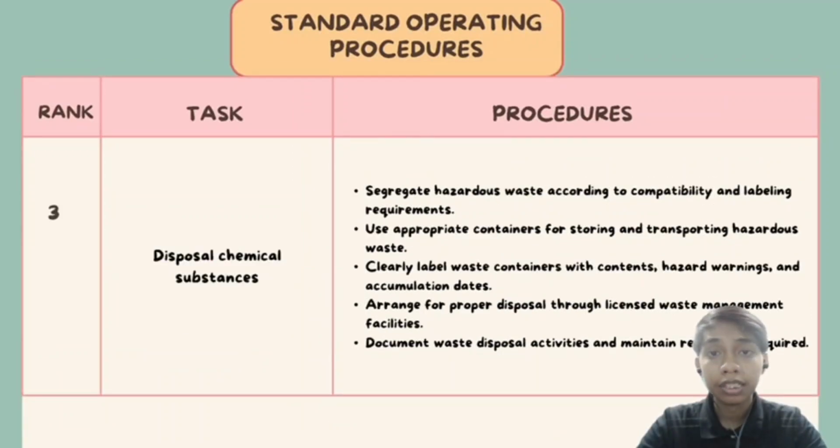The standard operating procedure for disposal of chemical substance is, first, segregate hazardous waste according to compatibility and labeling requirements. Second, use appropriate containers for storing and transporting hazardous waste. And third, clearly label waste containers with hazard warnings and accumulation date. Arrange for proper disposal through licensed waste management facilities. Document waste disposal activity and maintain records as required.